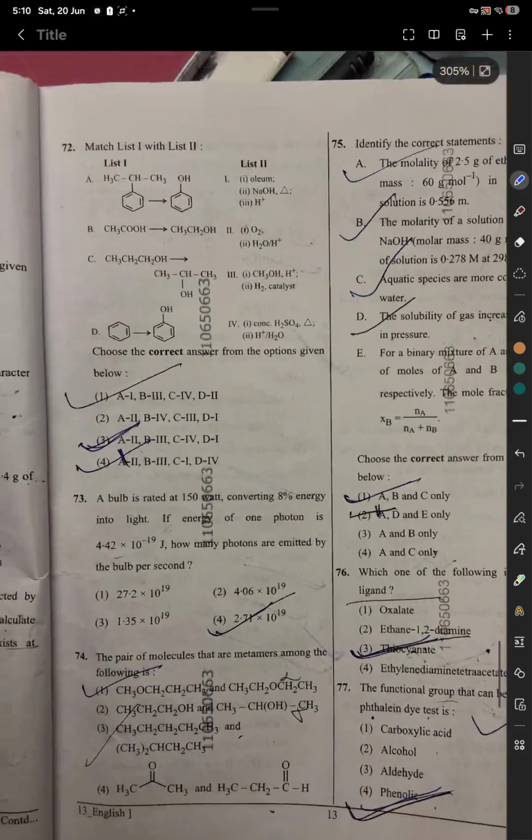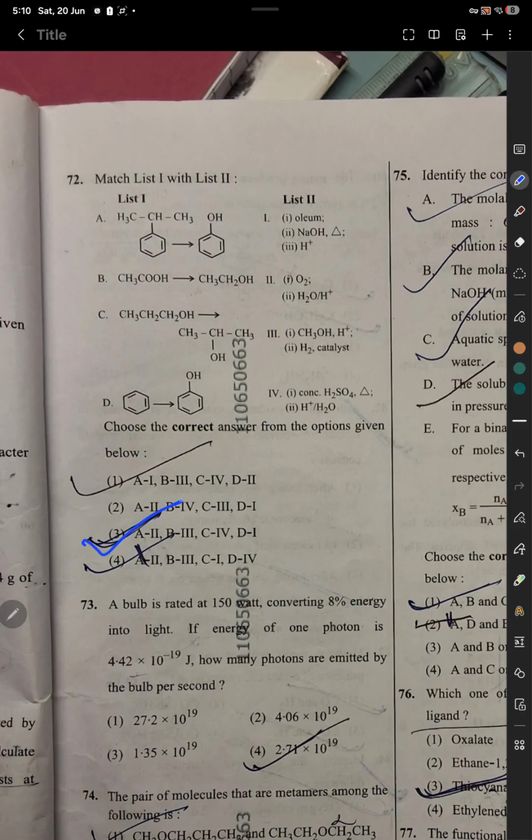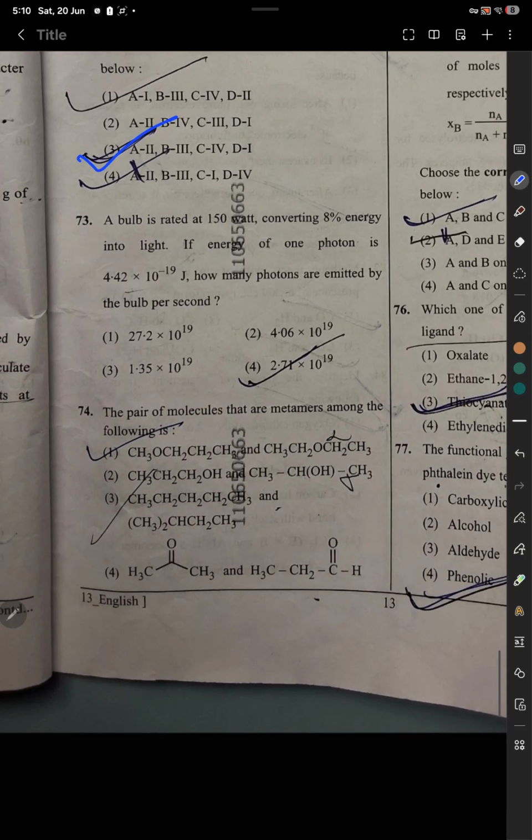Question number 72. Match the following. Option 3 is correct. A is 2, B is 3, C is 4, and D is 1. Question number 73. A bulb is rated at 150 watt, converting 8% energy into light. If the energy of 1 photon is this, how many photons are emitted by the bulb per second? So option number 4 is correct. 2.71 into 10 to the power 19 is your correct answer.